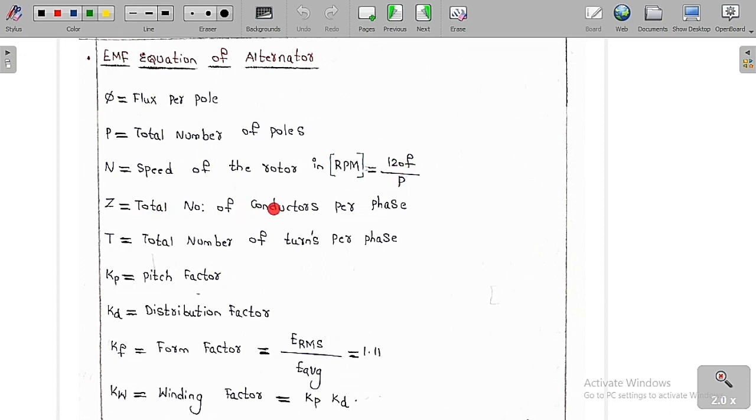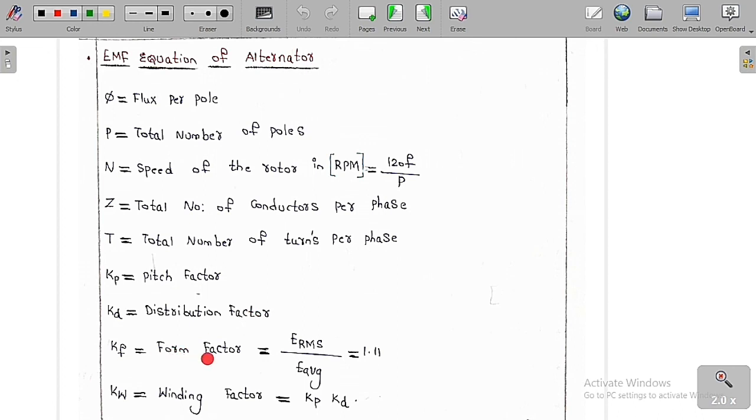And z is the total number of connectors per phase, and t is the total number of turns per phase, and Kp is called the pitch factor, and Kd is called the distribution factor. So the pitch factor is going to come only for the short pitch winding, and the distribution factor is going to come only for the distributed winding.